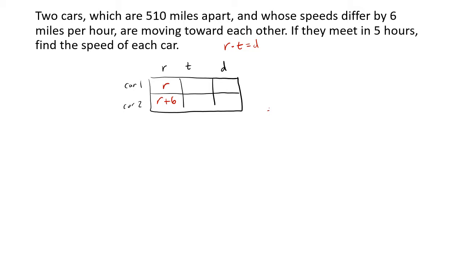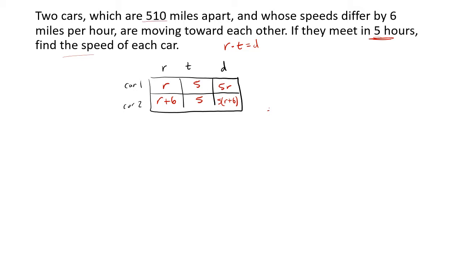The time that these cars take: they're both going for 5 hours, right? So one of them is going 5 hours, the other one's also taking 5 hours. That means the distance they travel, car 1 went 5 times r, and car 2 went 5 times whatever r plus 6 is. Now we want to find the speed of each car, and we have information about distance.